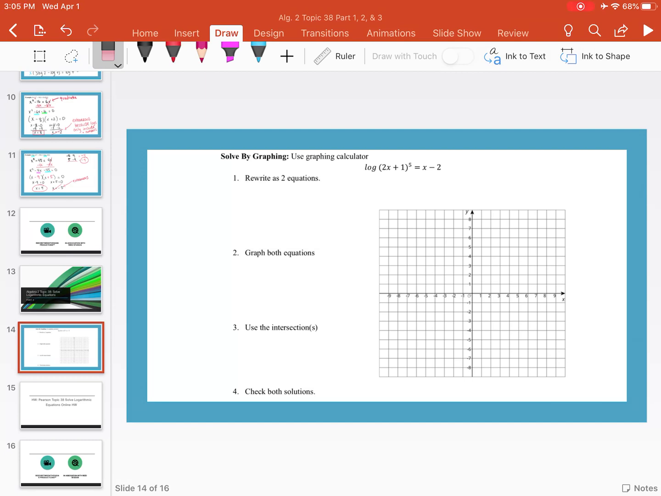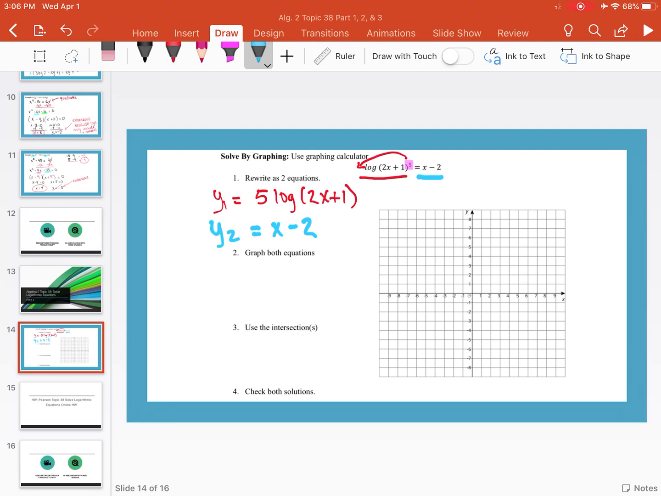Our problem here is log of (2x plus 1) to the 5th power equals x minus 2. Now what we're going to do first is rewrite this as two separate equations. On the left, I'm going to have y1 equals. Note that since we have an exponent of 5 here, when plugging that in, we can bring that down in front. So we'll get 5 log of (2x plus 1). Our other equation is just going to be y2 equals x minus 2, which is a linear function.